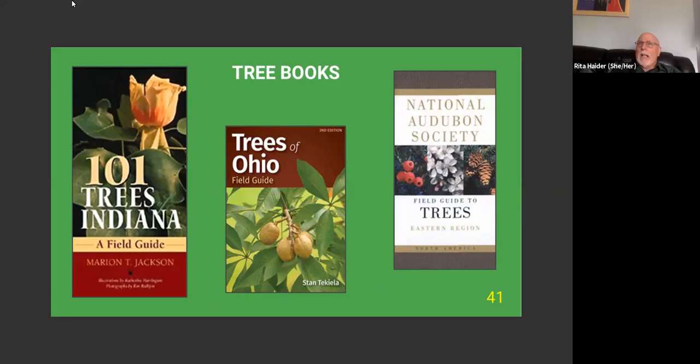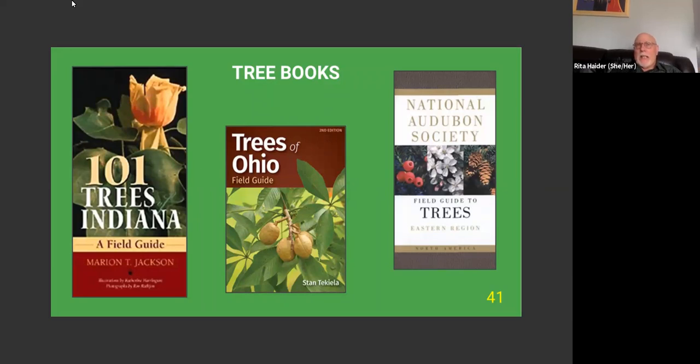National Audubon Guide. I'm told, ironically, that even though John James Audubon was known for birds, bird watchers don't seem to care for the Audubon bird book that much. But the Audubon Tree Guide, for whatever reason, seems to be more respected. This was my go-to book for years before I found the 101 Trees of Indiana. It covers the Eastern United States. Make sure you get the Eastern edition.